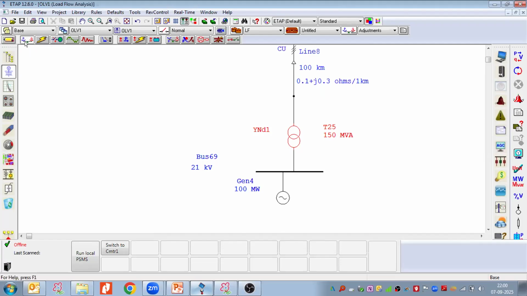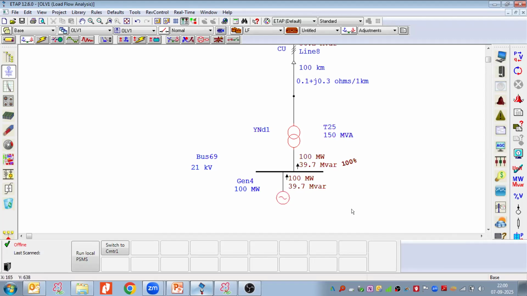Then go again and click on the P and Q power flow. P is the real power, Q is the reactive power. So click on the real and reactive power flow, and run the active and reactive power flow. Now you see here.